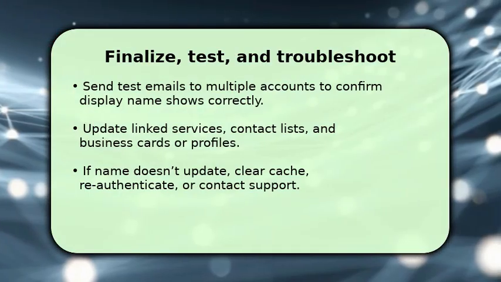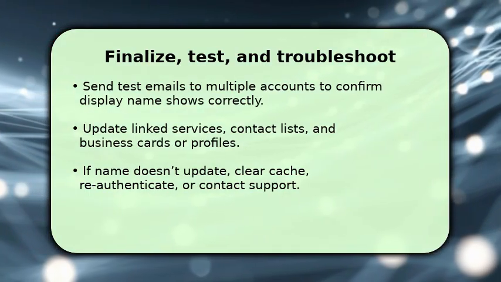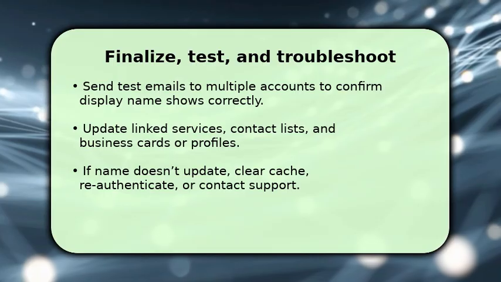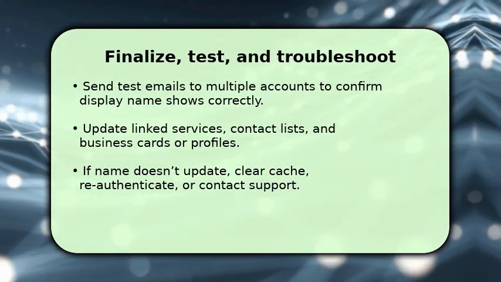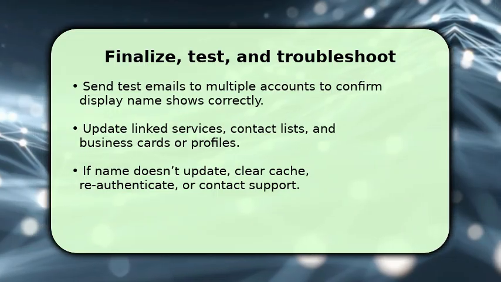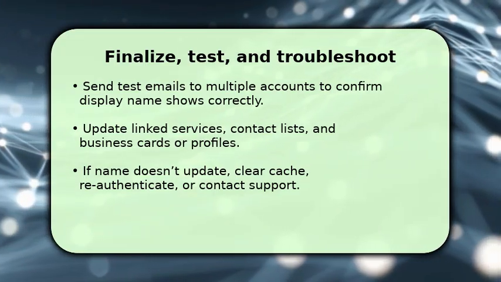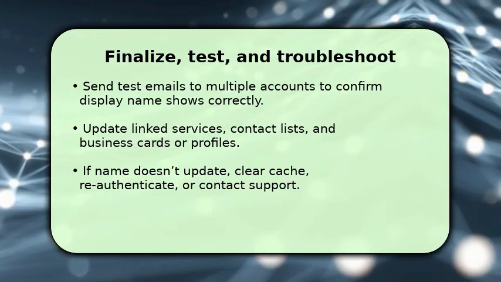You finish by testing and informing contacts. Send messages to at least 2 different providers and view them on web and mobile clients to confirm the display name appears as intended. Once done, update link services like calendars, mailing lists, and social profiles that pull your email name.